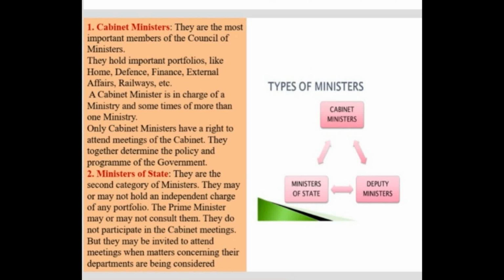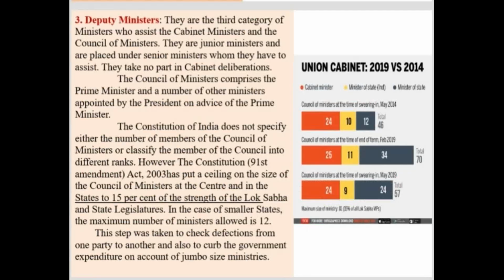Ministers of state, they may or may not hold a ministry, but they will be helping the cabinet ministers and they do not even attend cabinet meetings until they are invited. So the third category of ministers are referred to as deputy ministers. They are the third category of ministers who assist both the cabinet ministers and the ministers of state, or you can say together they help the council of ministers.